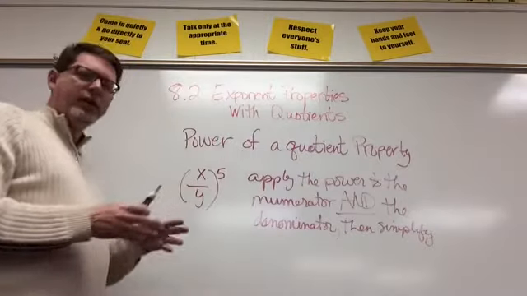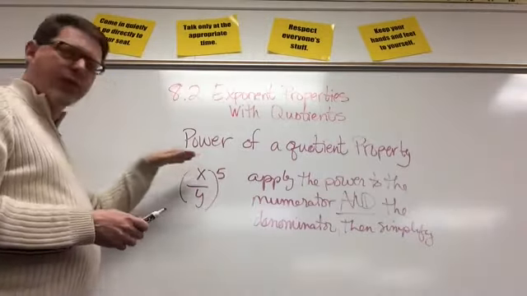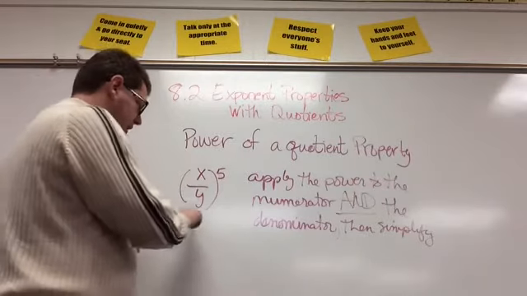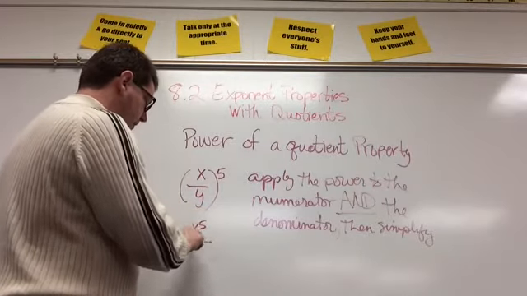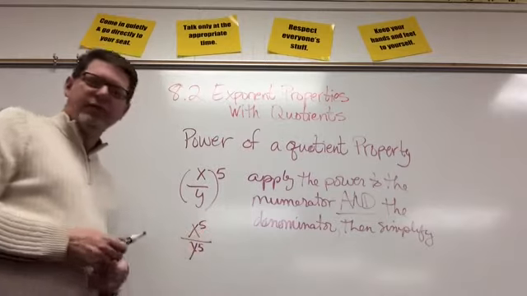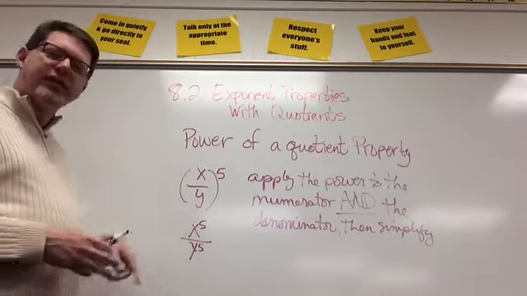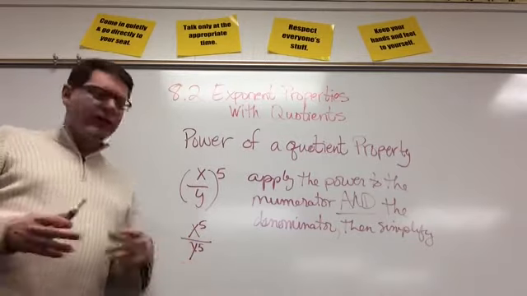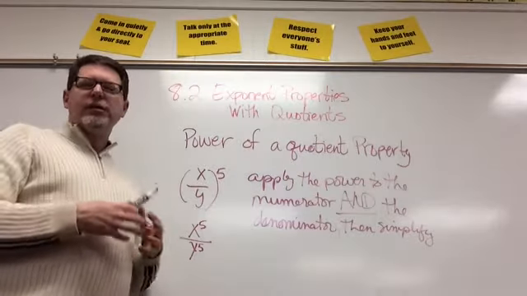So I'm going to apply the exponent, or the power, to both the numerator and the denominator, so that's going to be x to the 5th over y to the 5th. Now those aren't the same bases, so there's nothing else that I can do. This is as simple as it will go.